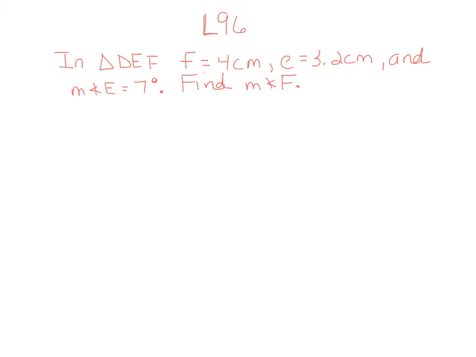So first we're going to look at a problem where we could use law of sines to find the angles. In triangle DEF, f equals 4, e equals 3.2, and the measure of angle E is 7. So we're going to draw that out. E is 7 degrees, side e is 3.2, and we have D and F. So f is 4 centimeters, and we're trying to find the measure of angle F.